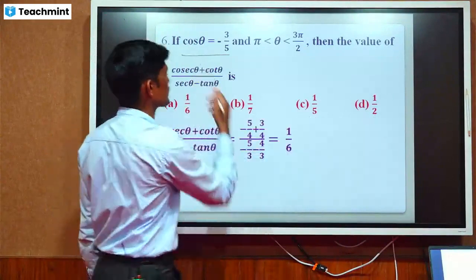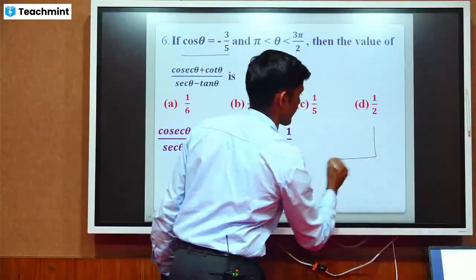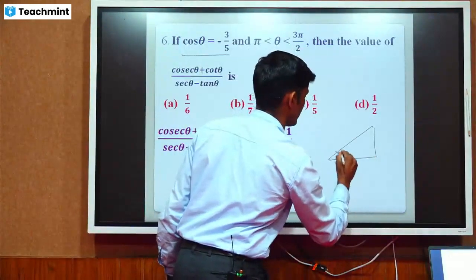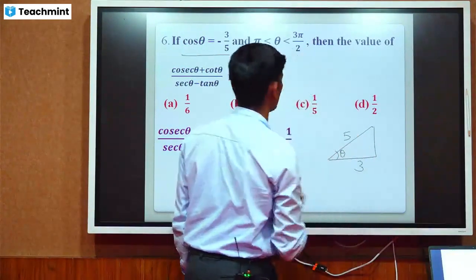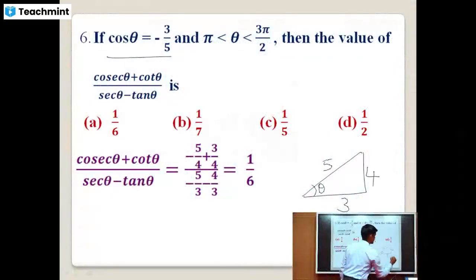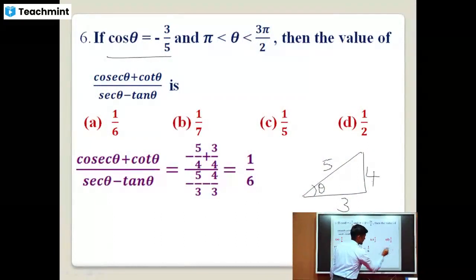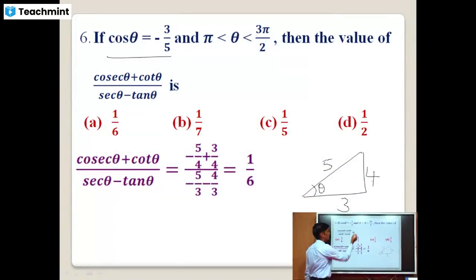Now cos theta is equal to, we define theta here, cos theta is equal to 3 by 5, then obviously opposite side is 4. Therefore, we can define cosecant theta. Cosecant theta is equal to hypotenuse by opposite, 5 by 4, and in the third quadrant it is negative, so minus 5 by 4.